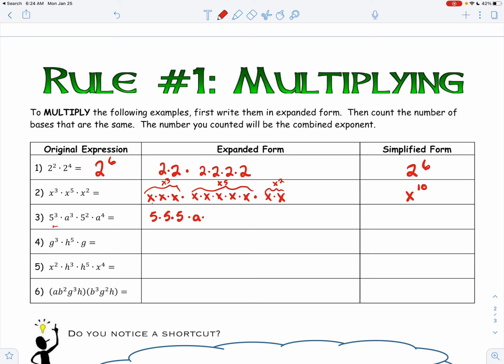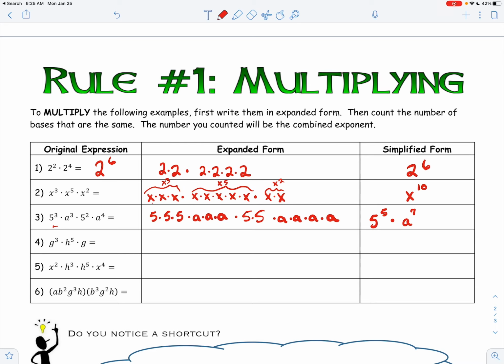We have 5 times 5 times 5 times a times a times a times 5 times 5 times a times a times a times a. All right, how many 5s do we see? Yep, 5 of them. So we can write this as 5 to the 5th times how many a's do we see? 1, 2, 3, 4, 5, 6, 7. Perfect. So this will be written as a to the 7th.